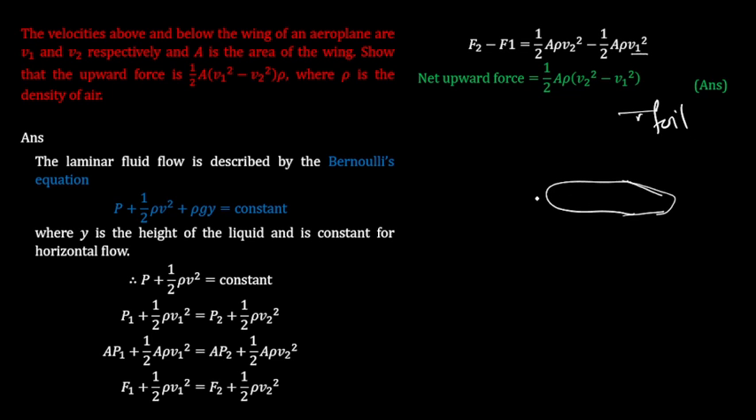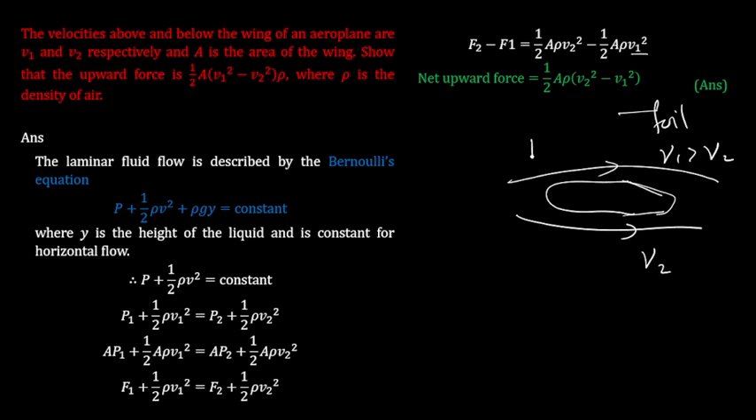As the plane travels with high speed, the air rushes from above and below this wing. The air flowing from above has high speed. The speed is denoted by V1, and the air flowing from below has low speed. V1 is greater than V2. So wherever there is a high speed of flow, the pressure will be smaller.